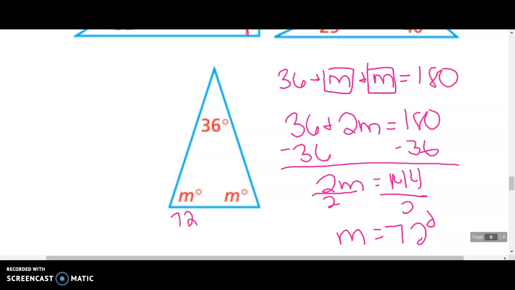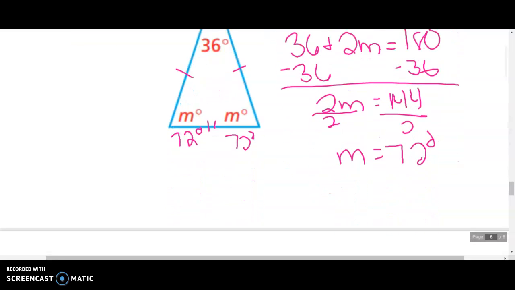That means that this must be 72 degrees, this must be 72 degrees, and triangles have a relationship between their sides and their angles. So this is actually, because these two angles are the same, it makes this an isosceles triangle, but that's not what we're looking for. It's just a nice little thing to make a connection with.